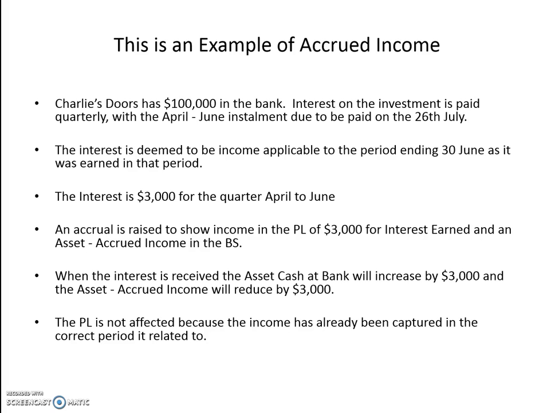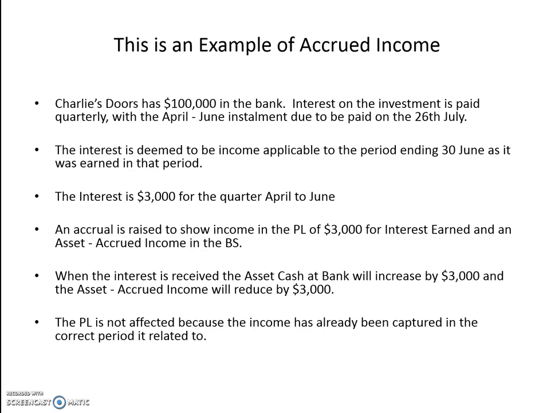So this is an example of accrued income. Charlie Stores has $100,000 in the bank. Interest on the investment is paid quarterly, with the April to June instalment due to be paid on the 26th of July. The interest is deemed to be income applicable for the period ending 30th of June as it was earned in that period. The interest is $3,000 for the quarter April to June.